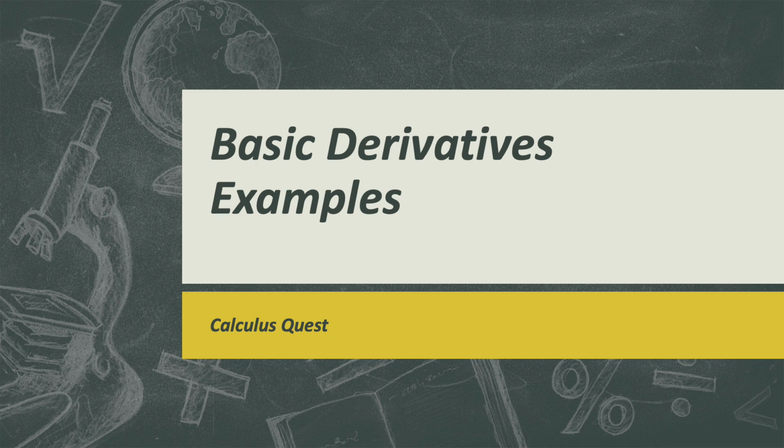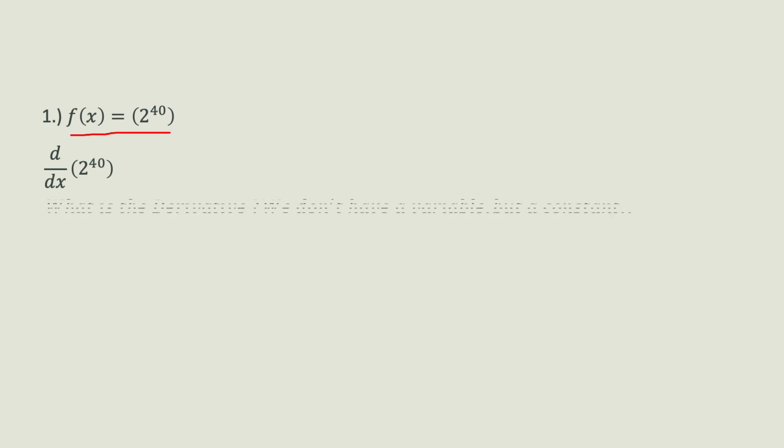Let's tackle a few derivatives on today's lesson. Our first problem is f of x equals 2 to the 40. So let's find the derivative of 2 to the 40. What is the derivative? First of all, we don't have a variable here. We have a constant. That's one thing we have to understand.